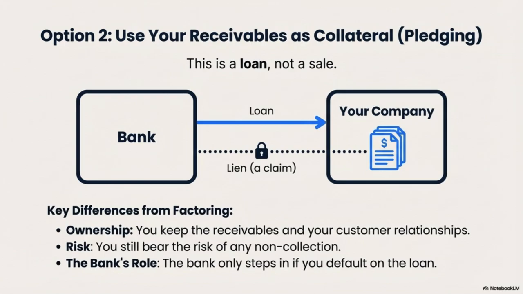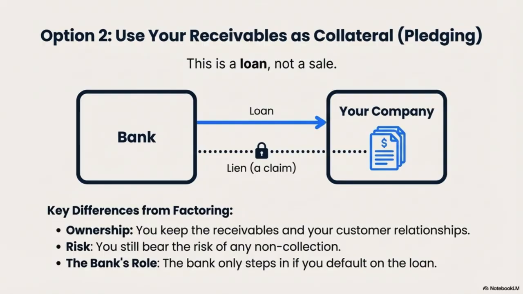So to recap that point, factoring is selling the asset. You get liquidity, and you might transfer the risk. Pledging is just borrowing against the asset. You get liquidity without losing control of your customer relationships. That's the perfect summary. So we've gone through the whole life cycle, from creating the AR to valuing it correctly, formalizing it into an NR, and then finding ways to get the cash faster.